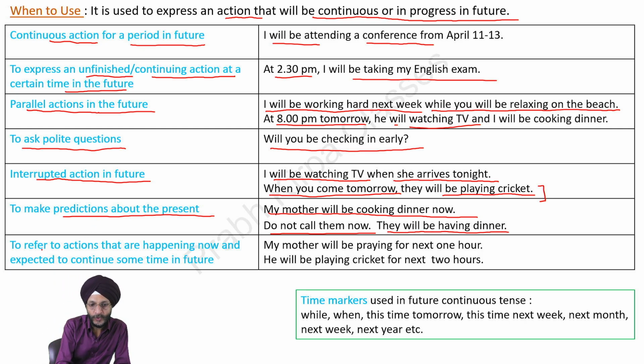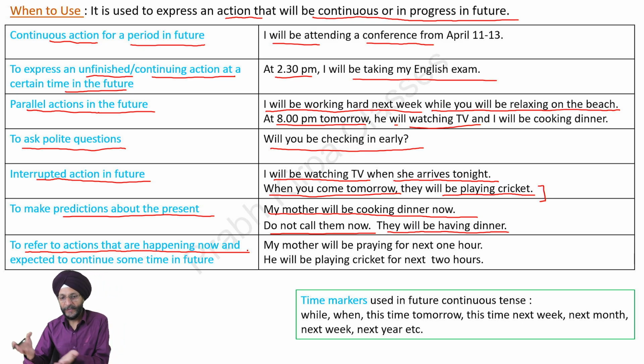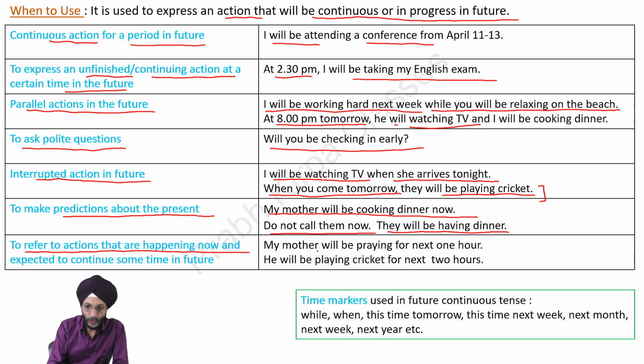We can also use this future continuous tense to refer to actions that are happening now and expected to continue sometime in future. Your mother may be praying and it may take some more time, so you may say, my mother will be praying for the next 1 hour. Next example is, he will be playing cricket for the next 2 hours.